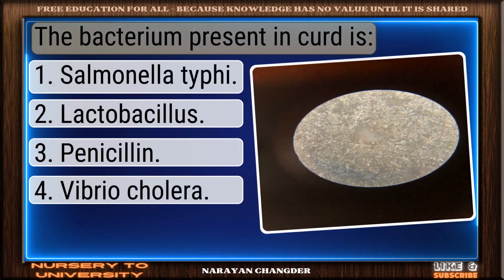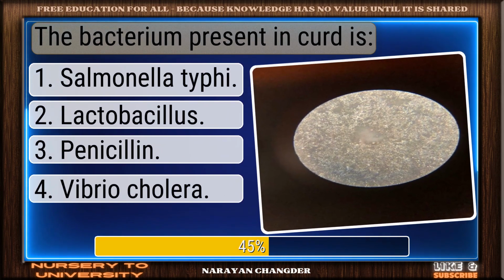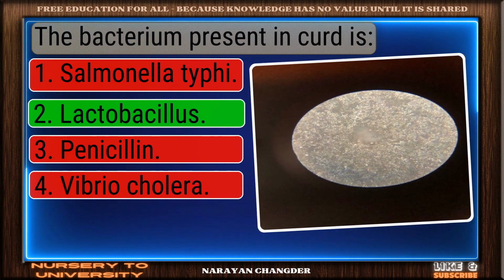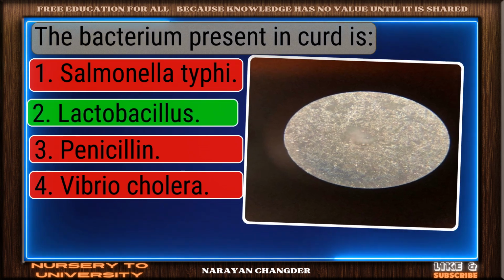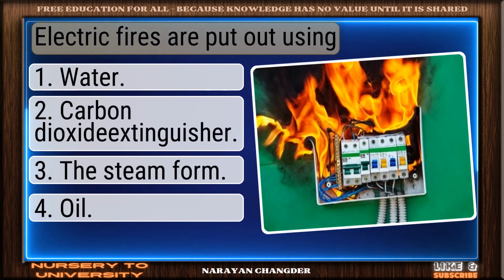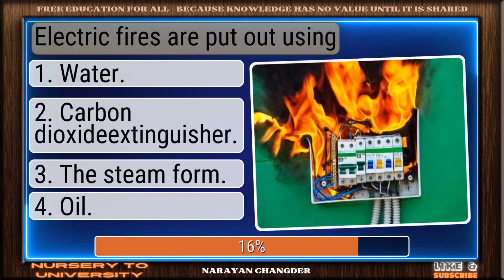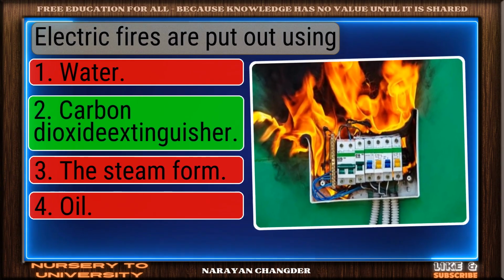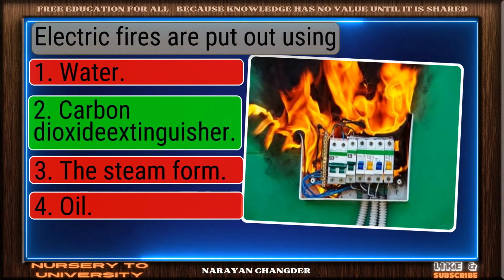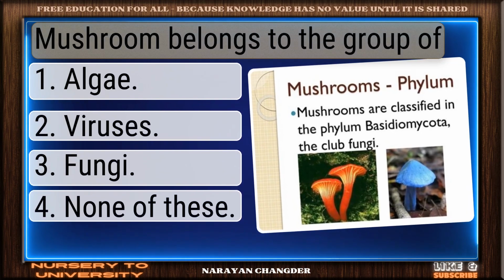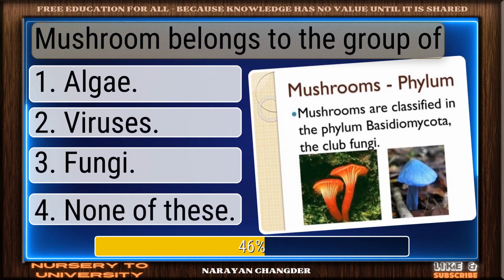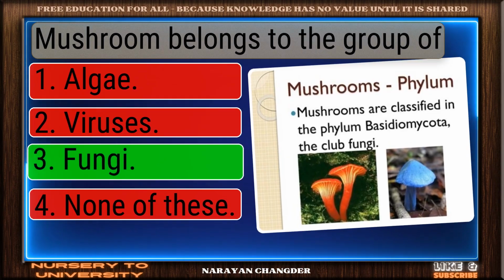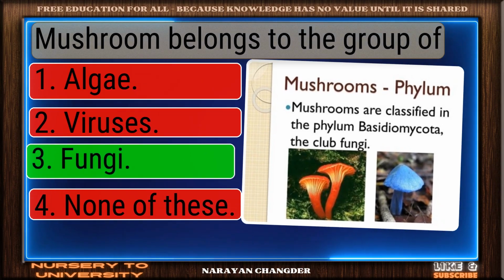The bacterium present in curd is. On track. Lactobacillus is the correct answer. Electric fires are put out using. Great thinking. Carbon dioxide extinguisher is the right choice. Mushroom belongs to the group of. You chose fungi, and it is correct.